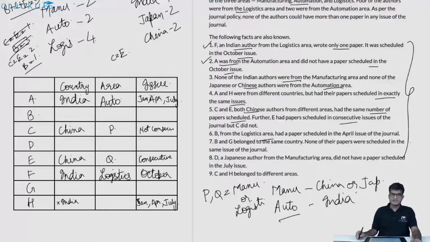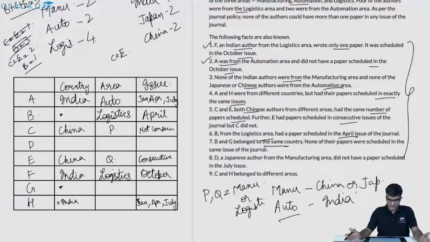B is from logistics area. B is from logistics. And had a paper scheduled in the April issue. So this guy is scheduled from April. B and G belong to the same country. So the country that B belongs to and the country that G belongs to is the same. That cannot be China, because we know both the people who are actually from China. That has to be either India or Japan.